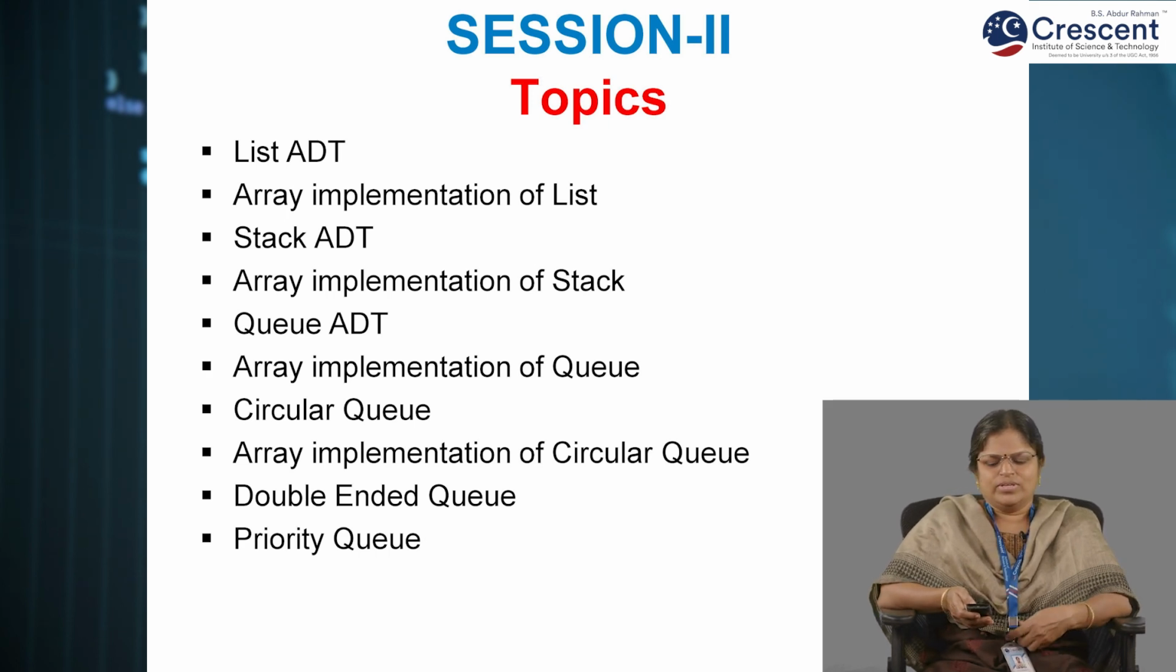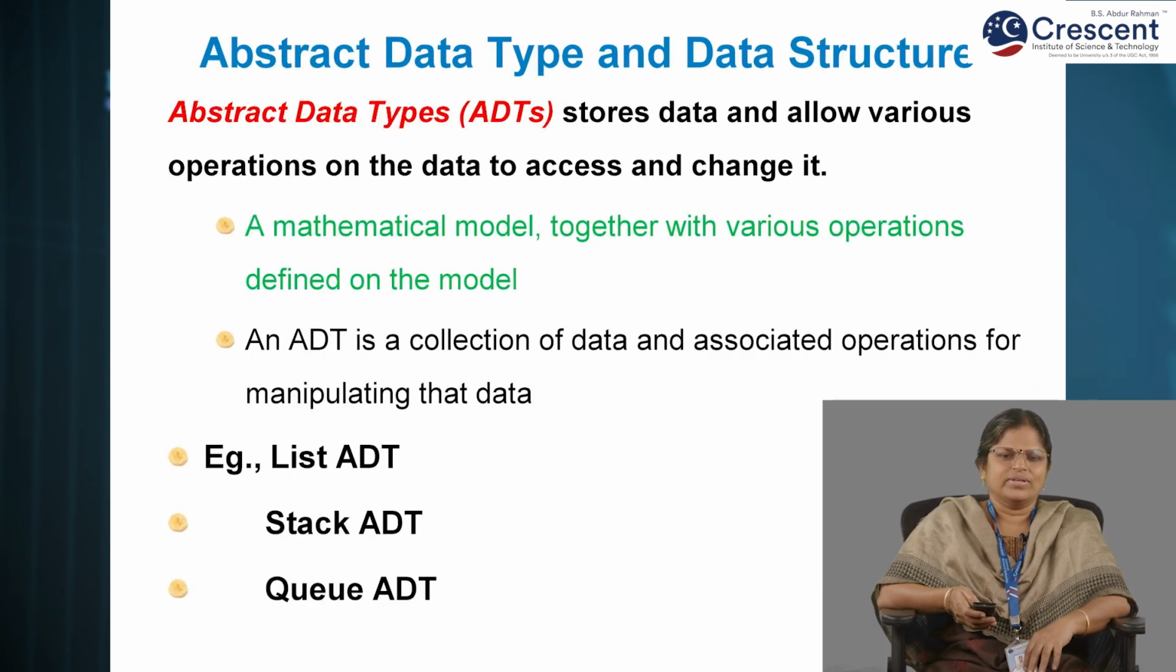Before moving to the linear data structures, we would like to know what is the meaning of abstract data type with respect to data structures. ADT is nothing but a data structure with its various operations. It stores the data and allows various operations to access and even modify or change it. So ADT is a mathematical model, the data structure with its relevant operations. It is a collection of data and associated operations to manipulate that data. That is the abstract data type.